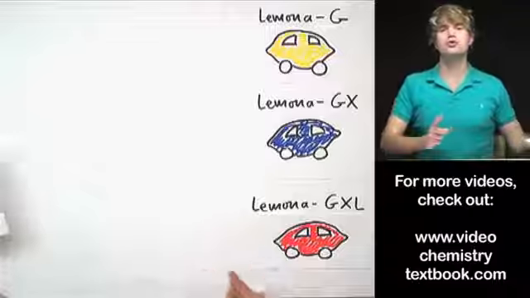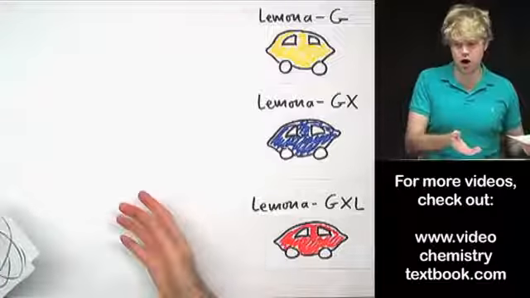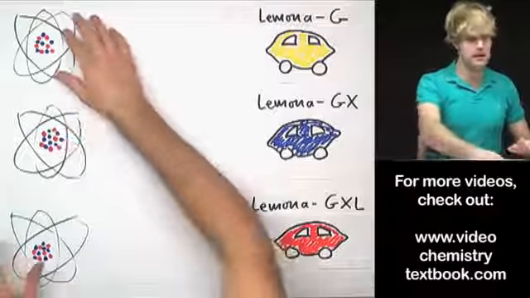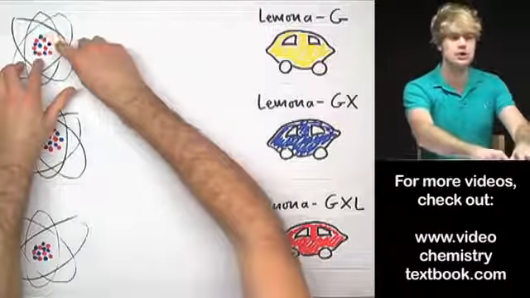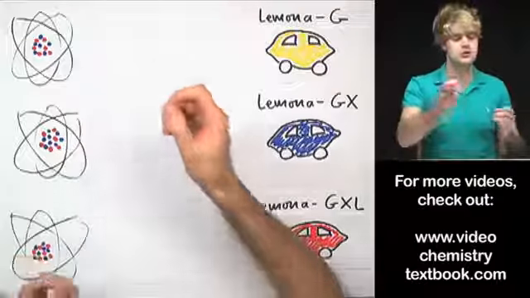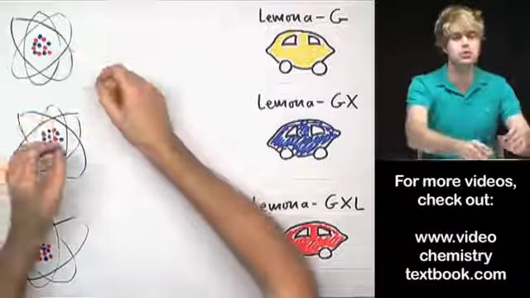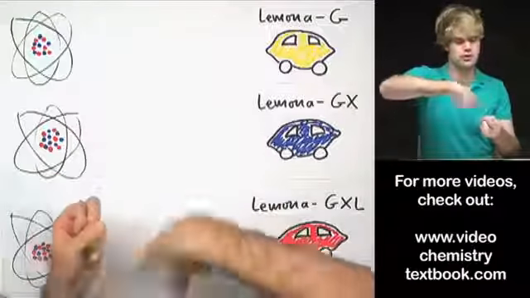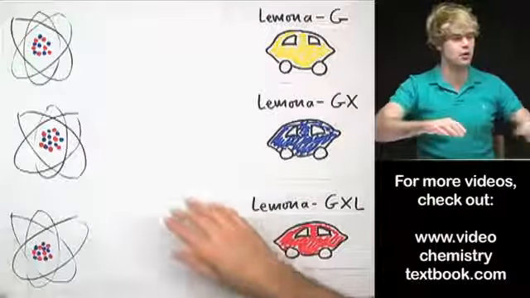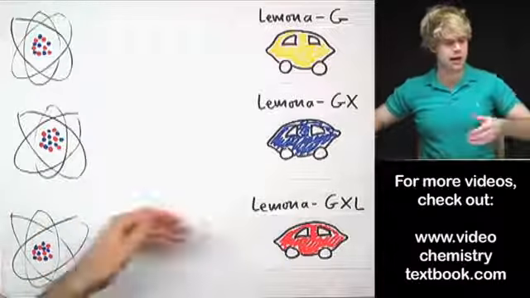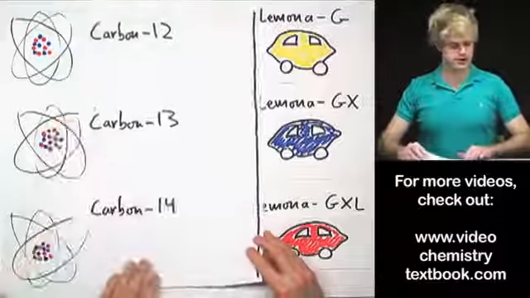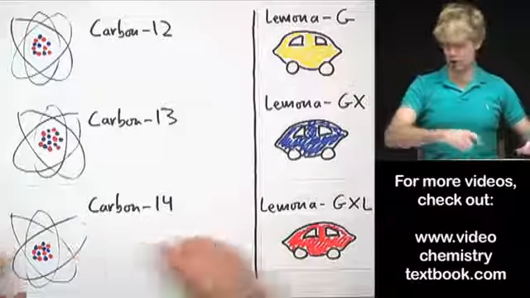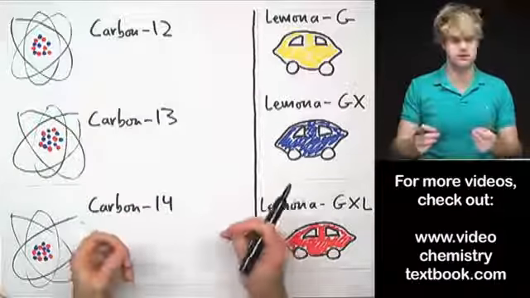I want to now introduce you to 3 models of carbon, just the way there are 3 models of the Lamona. Okay? Here are the drawings of each one of them, and what we're particularly concerned about is the nucleus. I'm using these red dots to symbolize protons, and I'm using the blue dots to symbolize neutrons. The swirly circles are supposed to represent electrons that are buzzing around the nucleus, but we don't really want to worry about that too much right now. Anyway, these 3 models of carbon are carbon-12, carbon-13, and carbon-14.